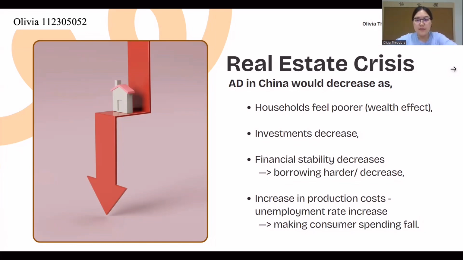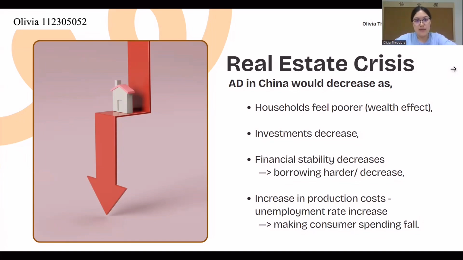With a real estate crisis where real estate prices have a sudden drop, investments would decrease as the market is worsening. And as investment is a component of the GDP, the aggregate demand would decrease as well. The next factor would be financial stability. Real estate may be a collateral for loans, where a drop in the prices of real estates may make the central bank more conservative about lending, which means tighter rules for having a loan. This would make borrowing harder, hence decreasing the aggregate demand.